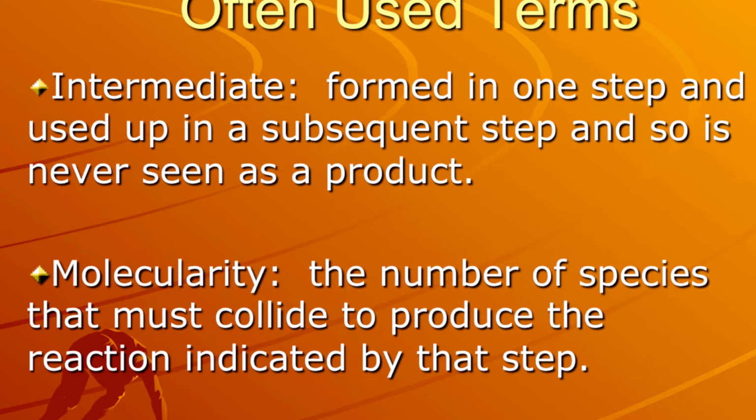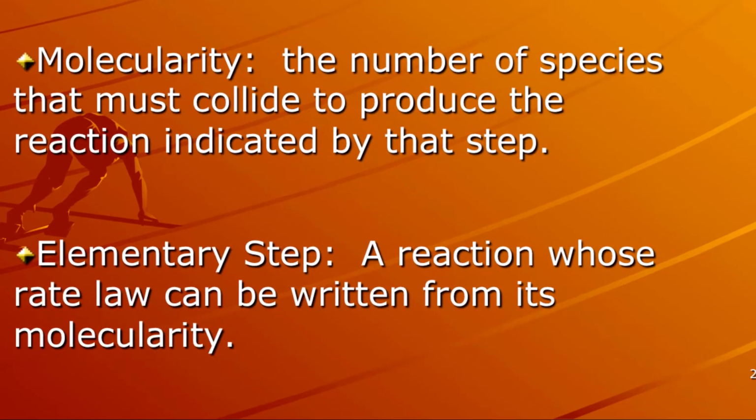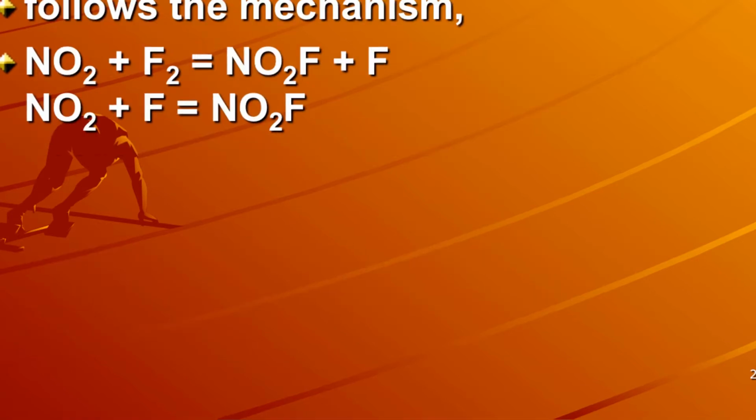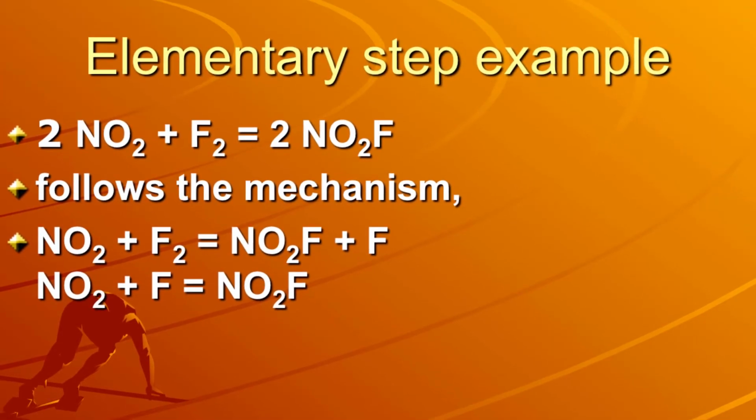Molecularity is a weird word that basically says how many particles had to collide in order for a reaction to occur. And an elementary step is just one of those simple steps. And once we have one of those simple steps, we can actually write a rate law just from an elementary step. For example, this is NO2 and F2 makes NO2F.